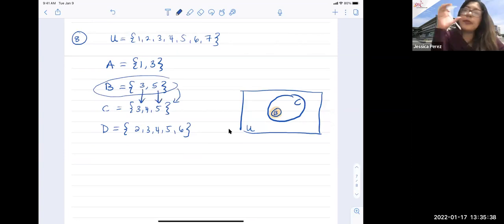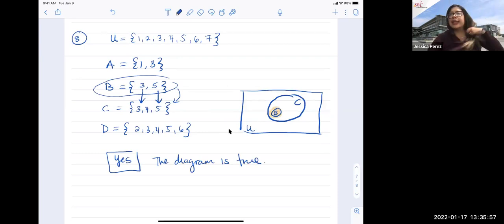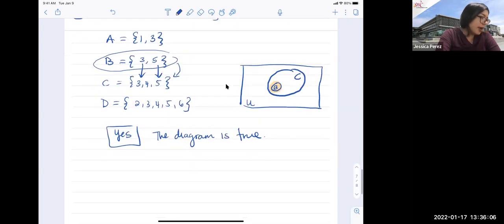C is bigger because it has one more element. And are all of them inside? So 3, 4, 5, is that inside my universe? Yes, so this is true. The diagram is true. So all you're doing is analyzing the elements that correspond to your universe and satisfies with the diagram. Okay. All right, now let's talk about a Venn diagram.